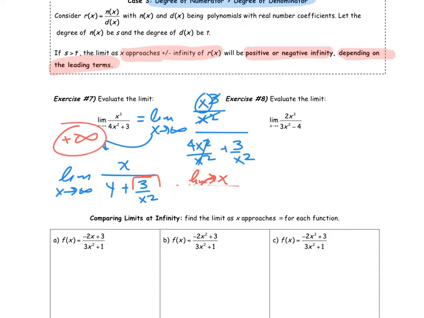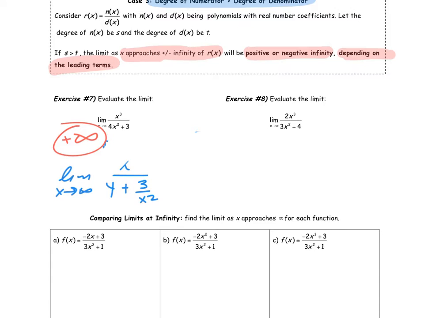All right, I want to take a look now at the next exercise, where again, this rule of dividing by the highest degree term attached to every term in the expression is valid, and it's going to help us identify whether the limit is going towards negative infinity, positive infinity, etc.